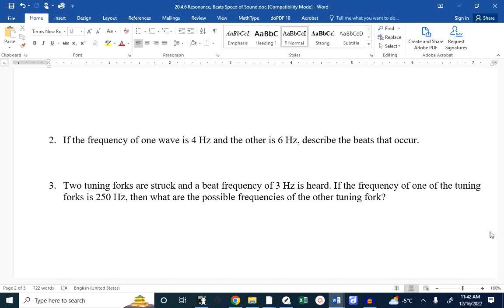If the frequency of one is 250 and we hear a beat frequency of 3 hertz, then what are the potential other frequencies of the second tuning fork? Well, they have to have a difference of 3, and one is 250, so what are 2 numbers that would have a difference of 3 with 250? One of them is 253, one of them is 247. Capiche?